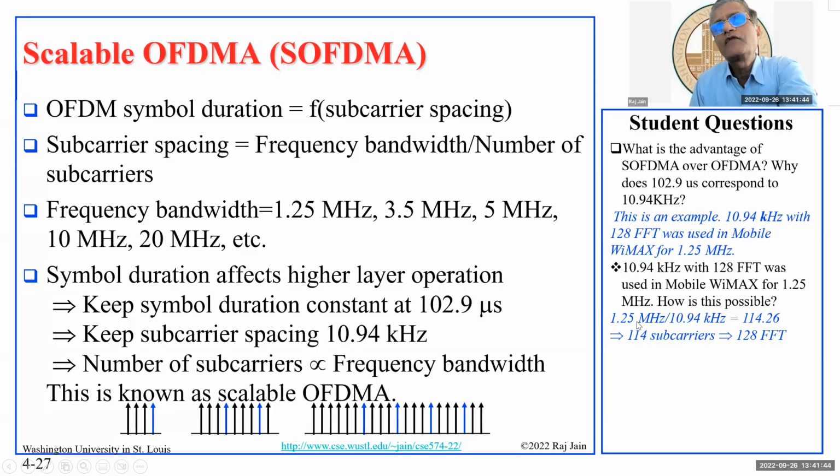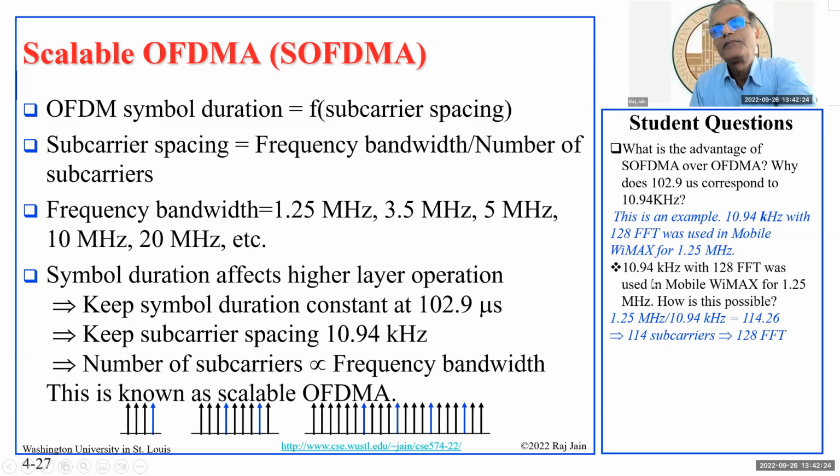Well, if you divide 1.25 megahertz by 10.94 kilohertz, you get 114.26. All right, so these many subcarriers you need. Of course, you cannot have 0.26 subcarriers, right? And that is your question, and that is a valid question. No. What you do is just use 114 subcarriers, integer number of subcarriers, right? But your FFT has to be power of 2. So the next power of 2 above 114 is 128. So we will use 128 FFT.